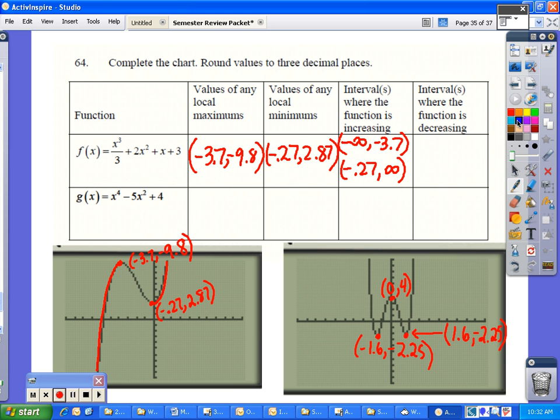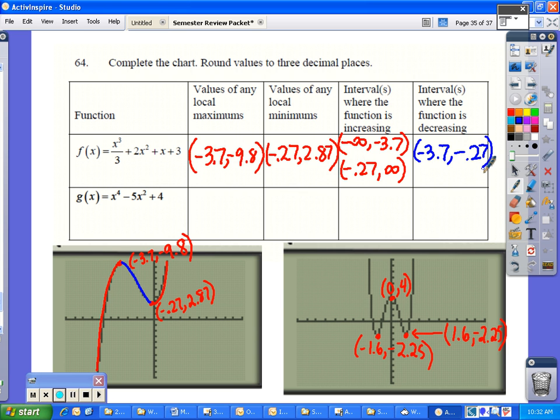Decreasing, I only have one decreasing interval, which is from here to here. Again, from left to right, you go down. And so therefore, you decrease from negative 3.7 up to negative 0.27. So again, you want to use your x values for this.